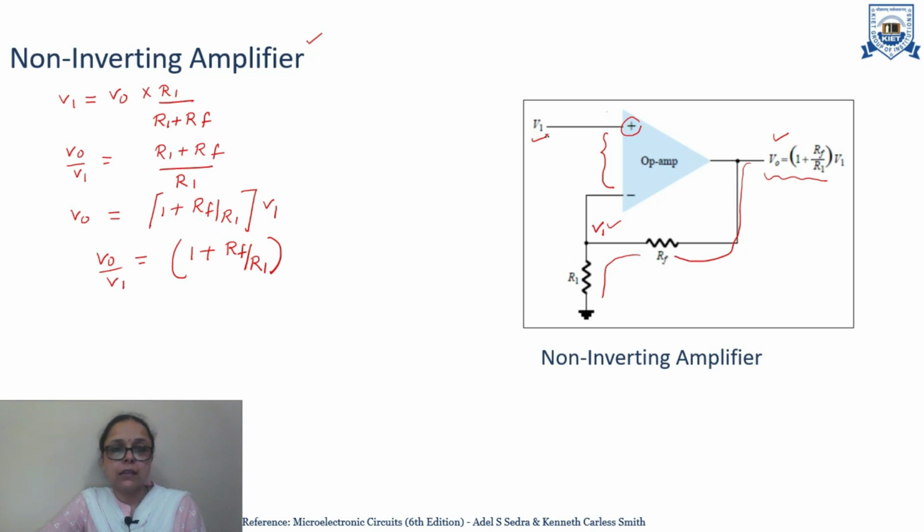Now why is it known as non-inverting? We have applied the input at the non-inverting terminal, and the output we are getting is in phase with the input signal. So that's why it is known as a non-inverting amplifier.